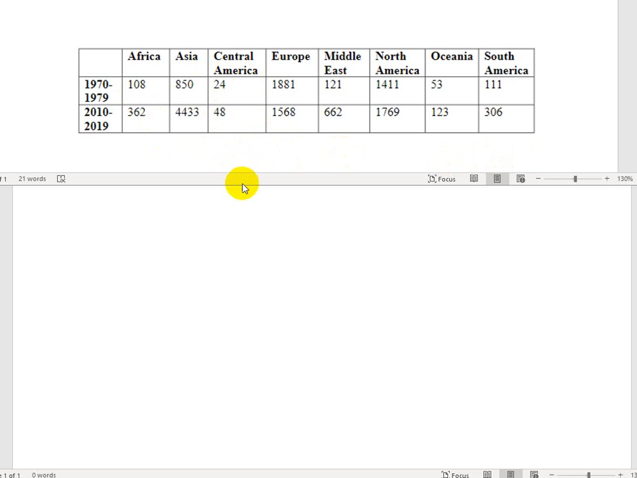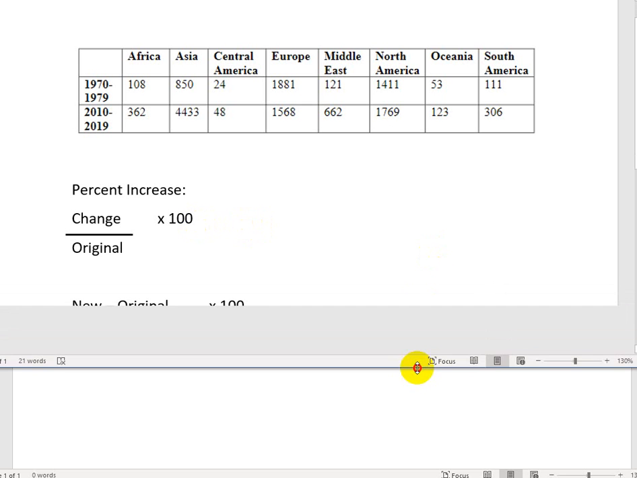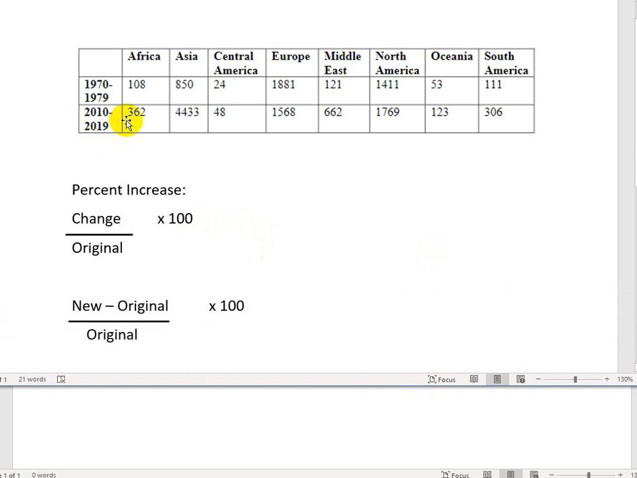Okay, so let's just walk through this. I know my instructions completely stunk. Percent increase: the change between the two values divided by the original value, in our case the earlier one, multiplied by 100 to make it a percent. Okay, so we're going to be differencing: the new value, subtract the old value, divided by the old value, the original value. Okay, that gives us the difference.